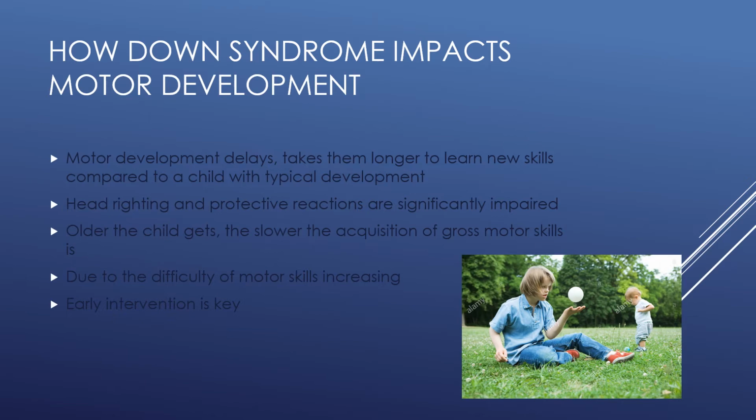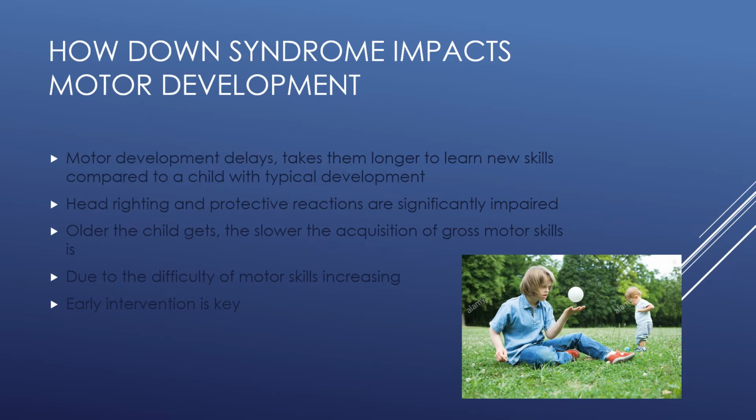Studies show that children with Down syndrome are often more delayed in the acquisition of new motor skills than a child with typical development. In infants with Down syndrome, it can be seen that their head righting and protective reactions, such as the extension of arms to protect them from falling, are significantly impaired. It is evident that all developmental goals that a child with typical development would display are significantly delayed in that of a child with Down syndrome.